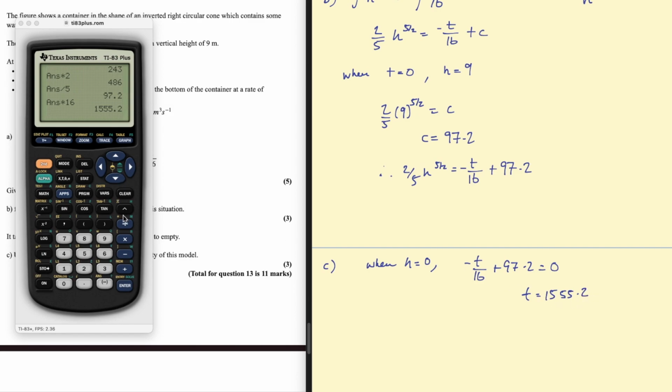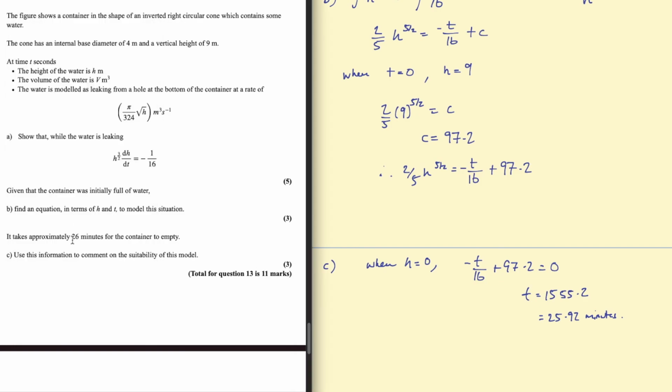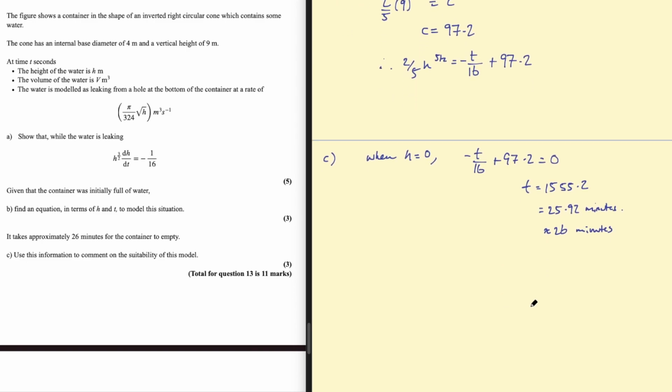1555.2, and then we want to divide by 60 to get that in minutes. So that's 25.92 minutes. And that's pretty close to 26 minutes, right? We'd say it's approximately 26 minutes. And because it's so close, we can say that the model is suitable. So something like this: the real time and predicted times are close, so the model seems appropriate. And that was question 13 for 11 marks.